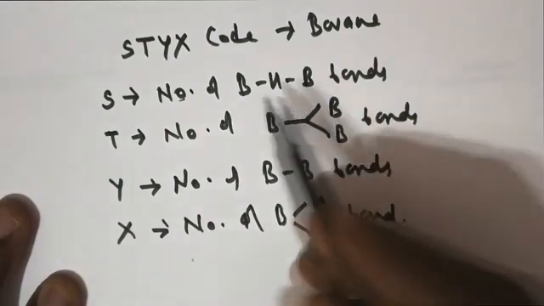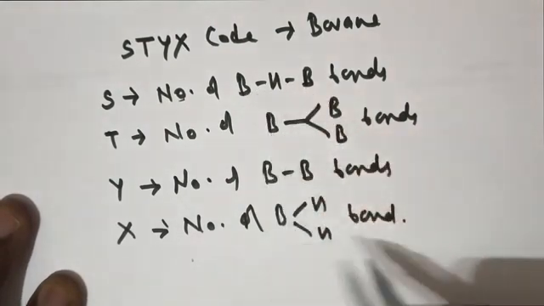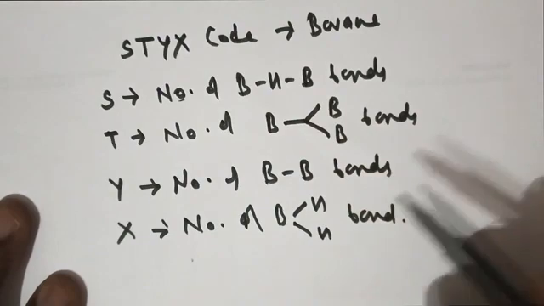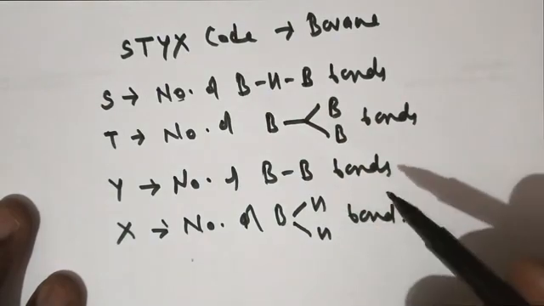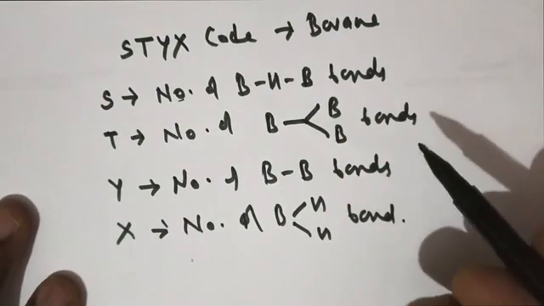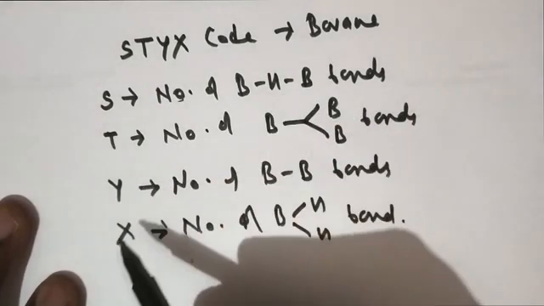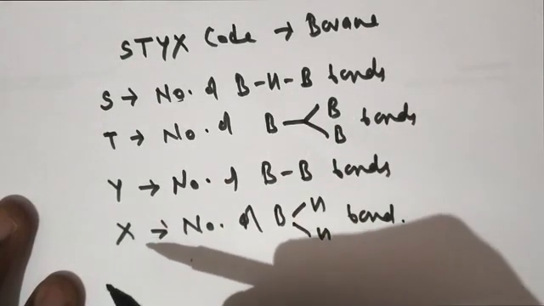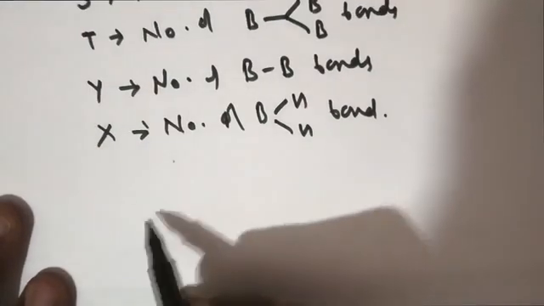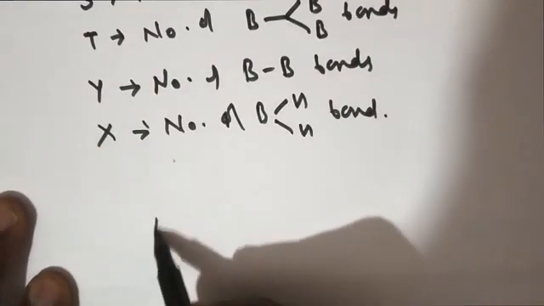So suppose we have a number of these bonds, so we can generate the general formula of any of the borane, or if we have the borane molecular formula, we can generate the STYX code for each of the borane molecule. Now again I will go to the structure of B2H6, which was like this.